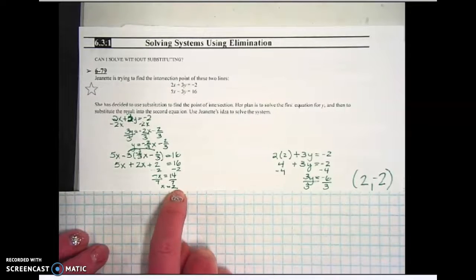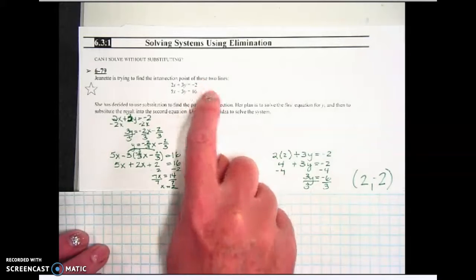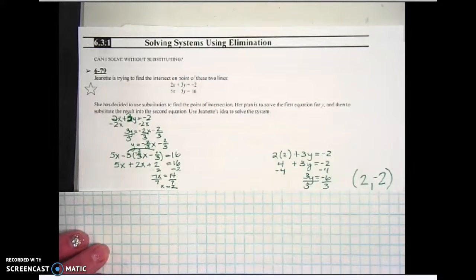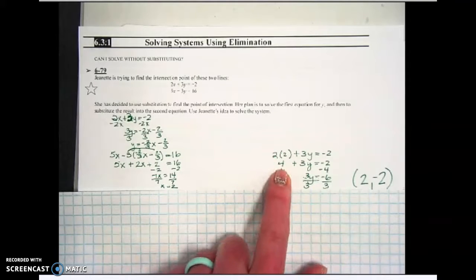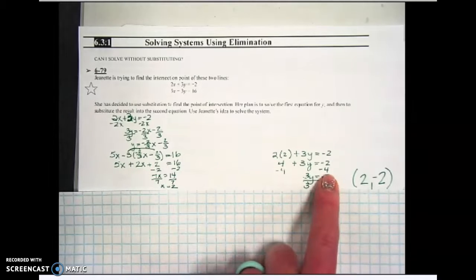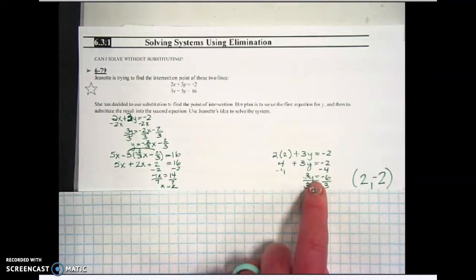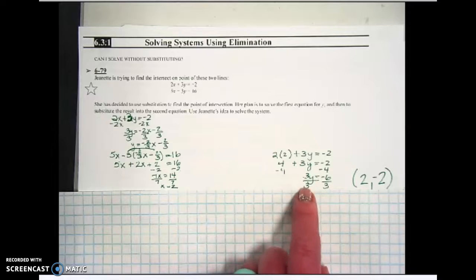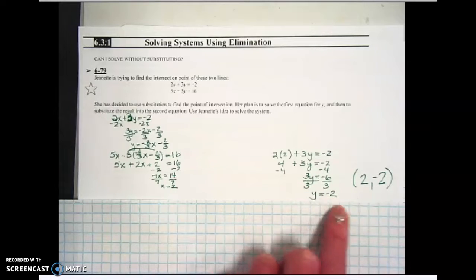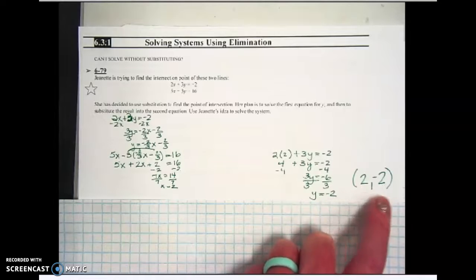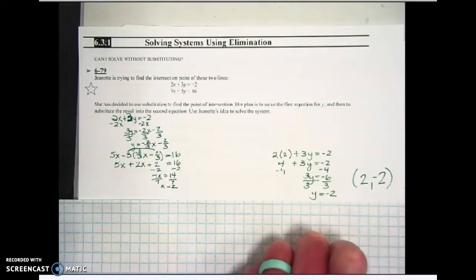So we're going to take that 2, and we're going to plug it into either of these first 2 equations. I picked the first one, but you can pick the second one and see if you get the same answer. So we're going to have 2 times 2 plus the 3y equals negative 2. 2 times 2 is 4. So we subtract 4 from both sides. And then the inverse operation of multiplying by 3 is dividing by 3. And we end up with y equals negative 2. So our answer is 2, negative 2. Okay? We always write which variable first? X, because it comes first alphabetically, right?